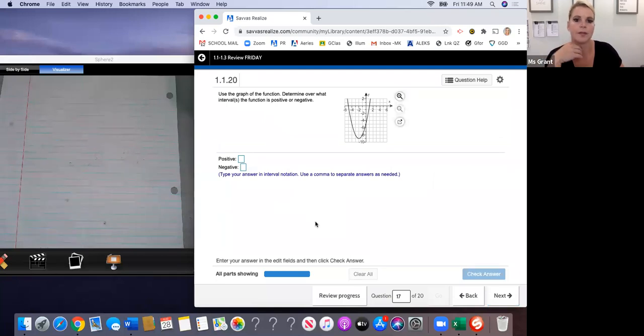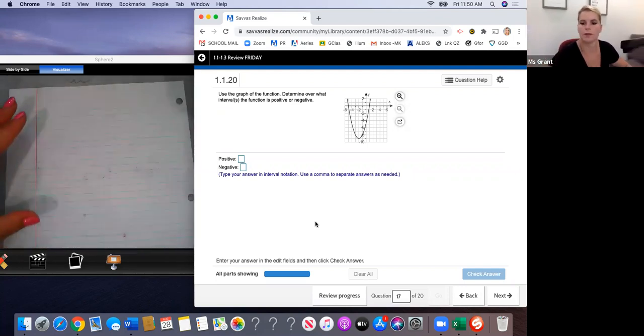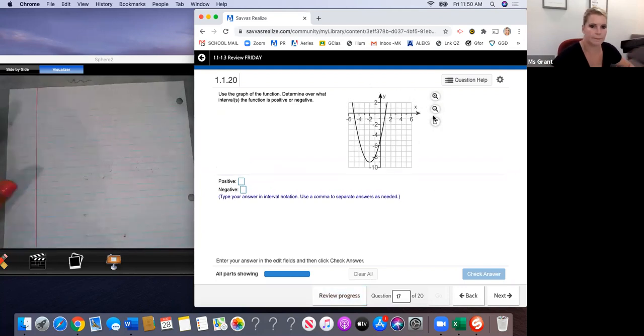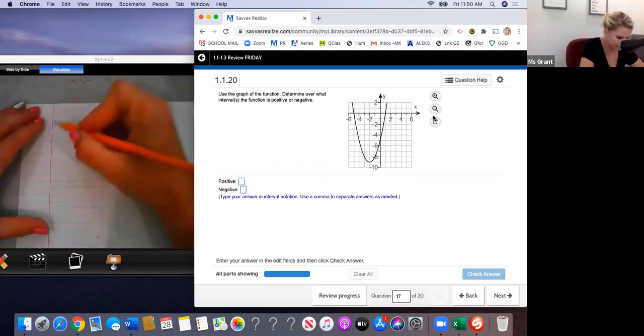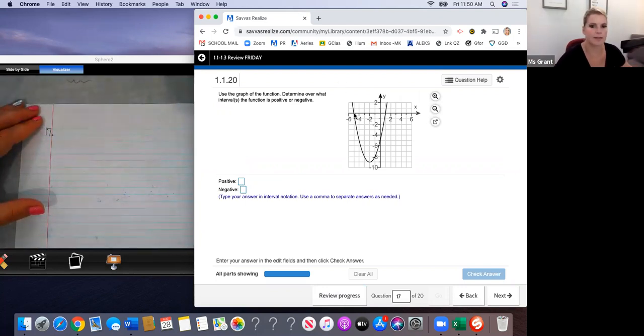All right. Use the graph of the function, determine over what intervals the function is positive or negative. Good stuff. This is good stuff. Ready? For 17, let me write it on my line paper here. Get a little bigger. Okay. It's positive. I'll use my mouse. It's positive over here, -infinity to -5.